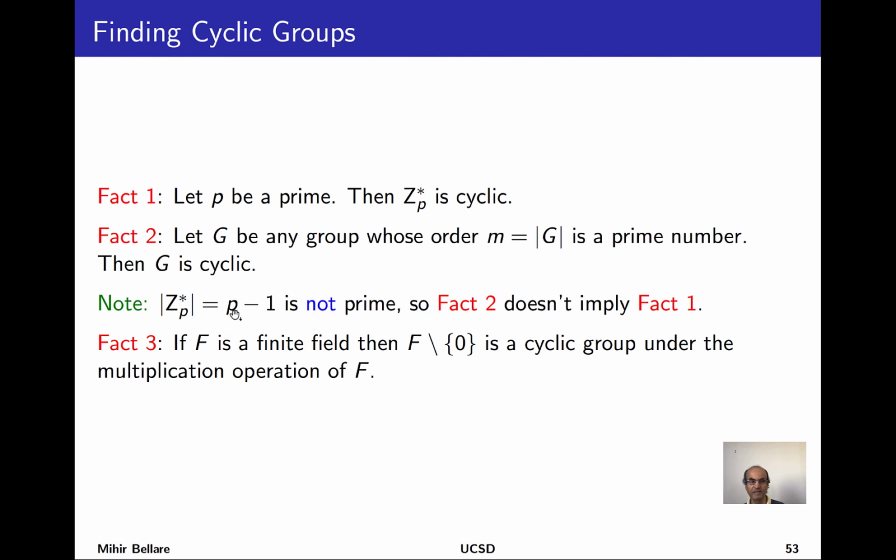In particular, p is typically odd, and so p minus 1 is always divisible by 2. So both these facts are important, and they're distinct from each other. Finally, if you have a finite field and you look at its non-zero elements, it turns out it's a cyclic group under the multiplication operation of the field.